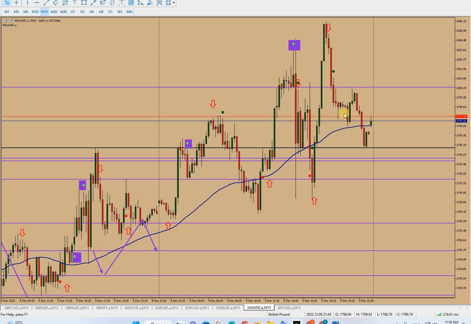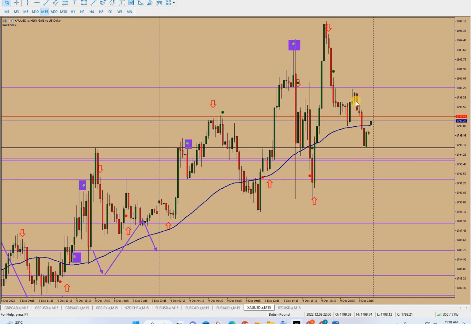We don't have any arrow here yet. The market is closed, as you know. Saturday, Sunday we cannot trade currency or gold or oil, but we are able to trade crypto like Bitcoin, Ethereum and other coins. So this is gold, and the market is closed, but this is the forecast for Monday.